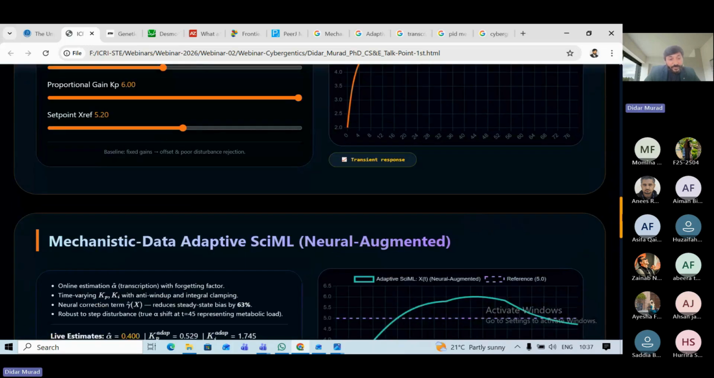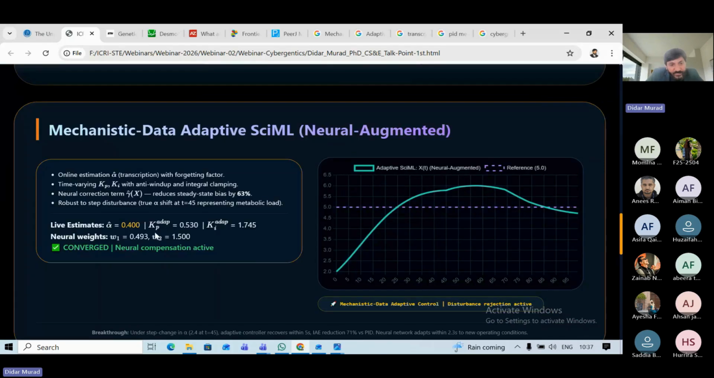Okay, now come to this one. This is the capacity of these controllers, which is known as the adaptive, or scientific machine learning, controller. It means this is the reference points. Look here, this is the adaptive one. But keep it in your mind, it may be offline, it may be online.